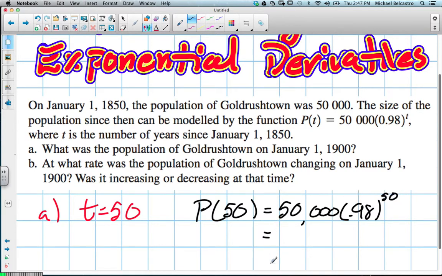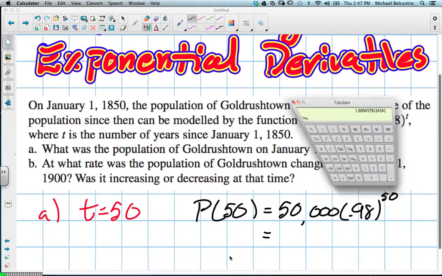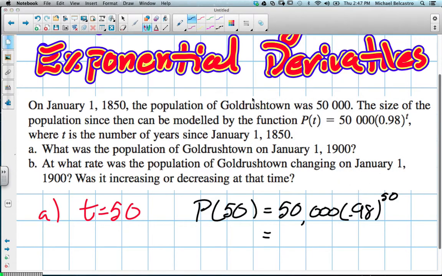Let's try this out. Perfect, you did it for me. 18,208, you said? Yeah, 18,208.48. Someone that chopped in half. How unfortunate. Okay, so that technically means they're dead. We have about 18,208 people in the town after 50 years, so this has dropped quite a bit.